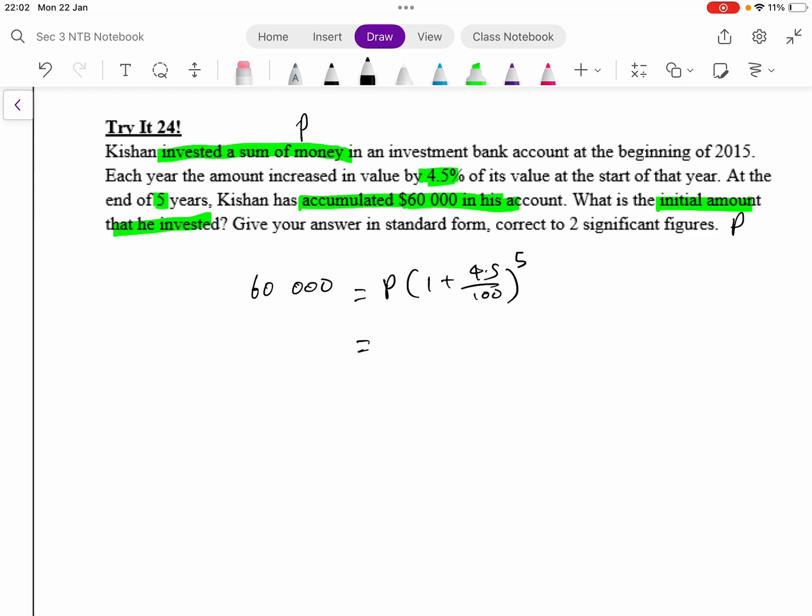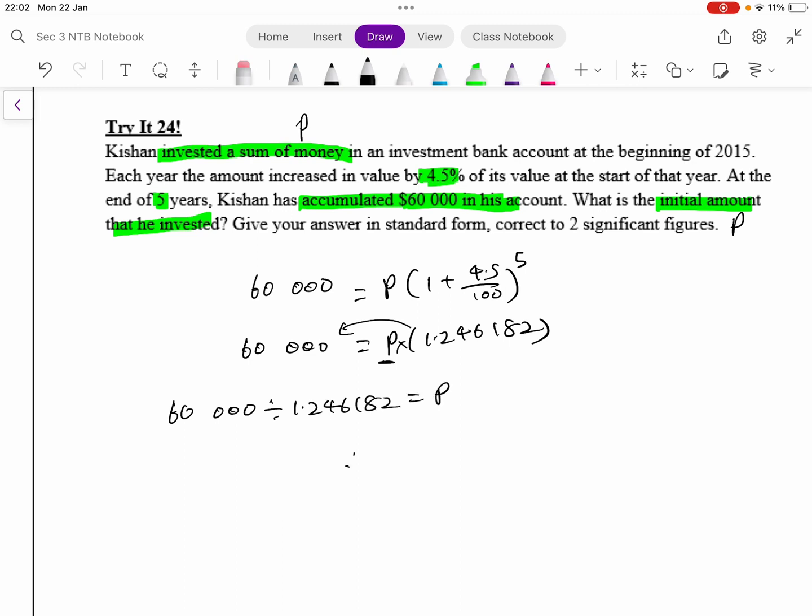Okay, so we get P times 1.246182 equals 60,000. So again, we know that this is times, but we need to bring this over to find the value of P. So when we bring it over, it always goes to the back. Divide by 1.246182.